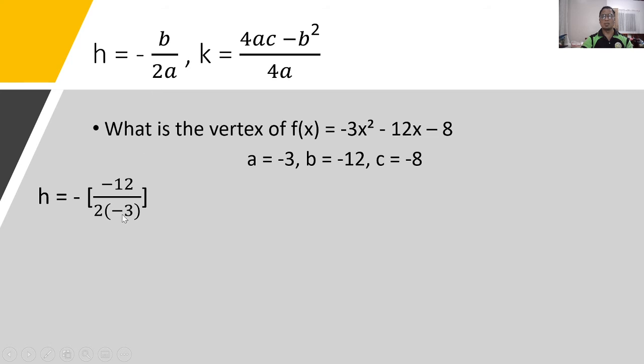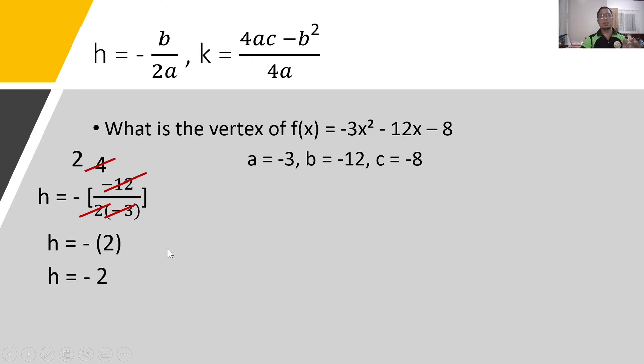How about a negative 3, coming from this one. So we will be simplifying things. Dito pa lang pwede na tayo mag-cancel eh. Okay? That will give us positive 4. Positive 4 over 2, that will give us 2. And 2 times negative, that is the value of h. So h is equal to negative 2.